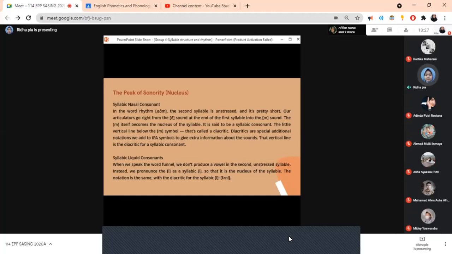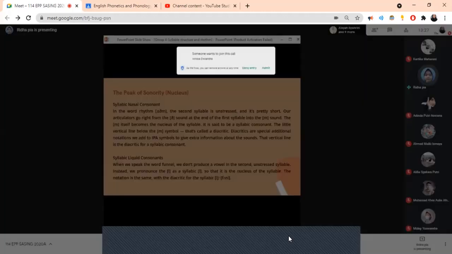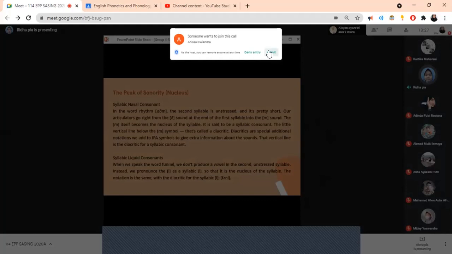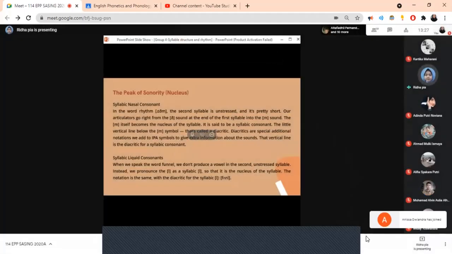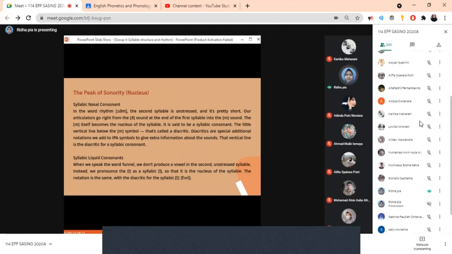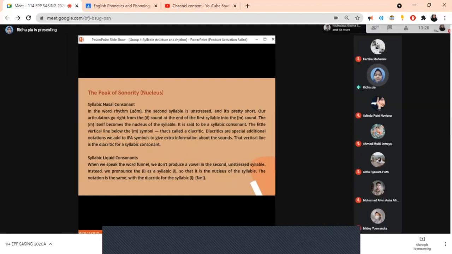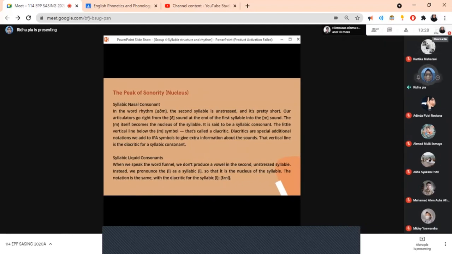The little vertical line below the m symbol is called a diacritic. Diacritics are special additional notations we add to IPA symbols to give extra information about the sounds. The vertical line is the diacritic for a syllabic consonant. Next is the syllabic liquid consonant. When we speak the word funnel, we don't produce a vowel in the second unstressed syllable. Instead, we produce the l as a syllabic l so that it is the nucleus of the syllable. The notation is the same diacritic for the syllabic.